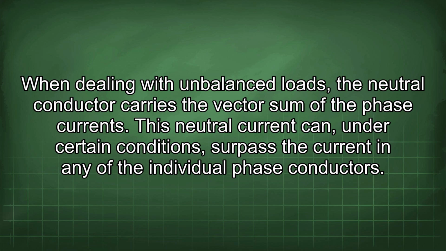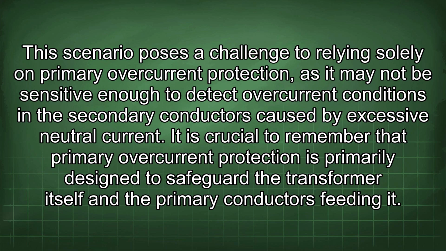When dealing with unbalanced loads, the neutral conductor carries the vector sum of the phase currents. This neutral current can, under certain conditions, surpass the current in any of the individual phase conductors. This scenario poses a challenge to relying solely on primary overcurrent protection, as it may not be sensitive enough to detect overcurrent conditions in the secondary conductors caused by excessive neutral current.